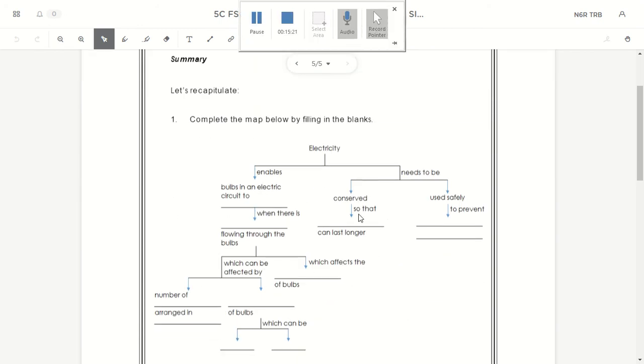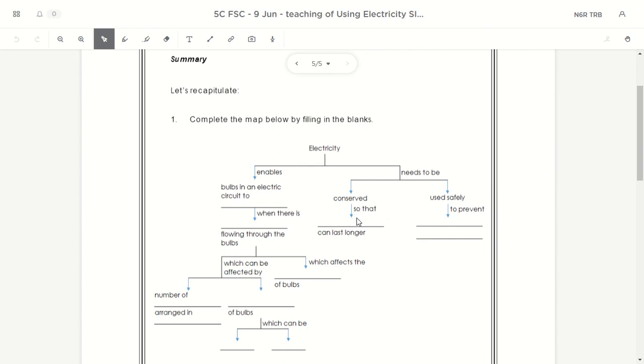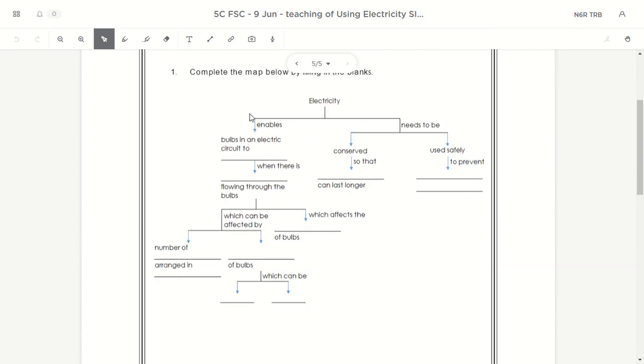Right, so this is the last page of the topic. Okay, so this is the summary. So in this topic we know something more about electricity. Electricity enables bulbs in an electric circuit to light up. When electric current passes through it, the light bulb will light up. Okay, so I'm just going to put it here. Electricity enables bulbs to light up when there is electric current flowing through them. The greater the current, the brighter the bulb; the lesser the current, the dimmer the bulb.